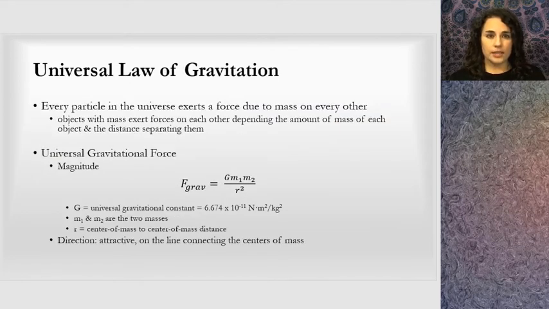To extend the concept, we can look at the universal law of gravitation. Every particle in the universe exerts a force on every other particle in the universe because of their mass. Objects with mass exert forces on each other depending on how much mass is there. If there's more mass, the force of attraction will be larger. We can see that in the equation for the magnitude of the universal gravitational force. F-grav is G m1 m2 over r squared.